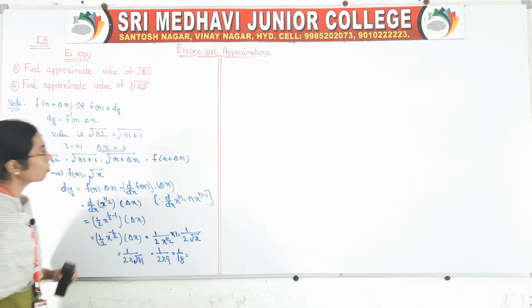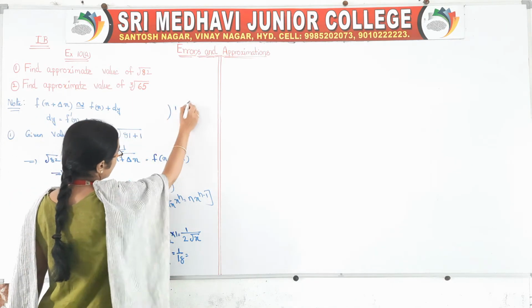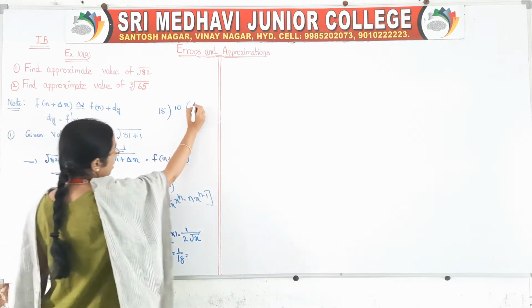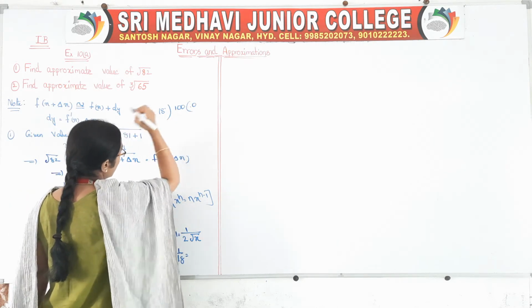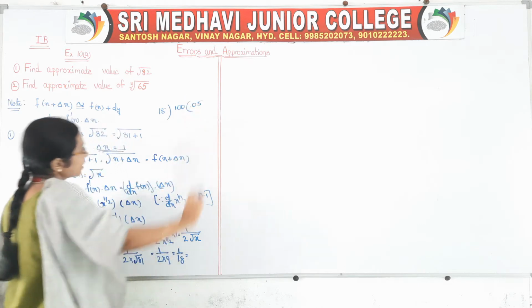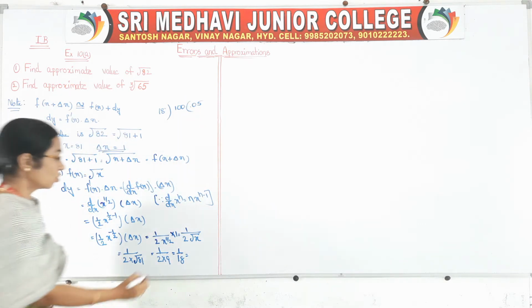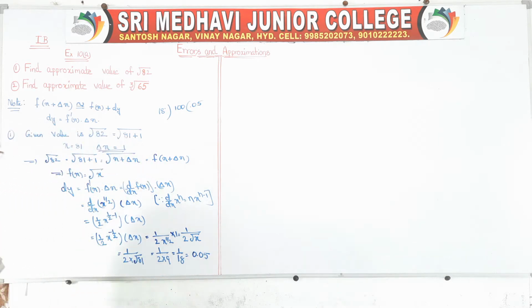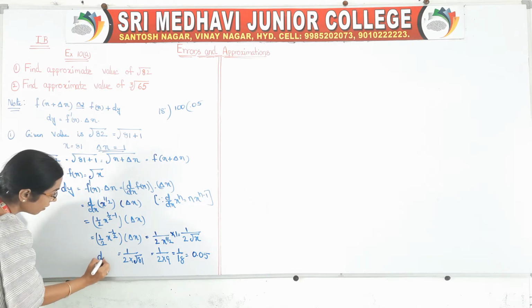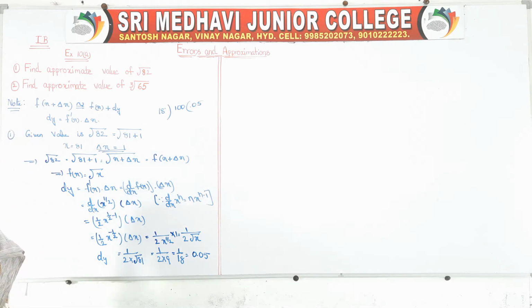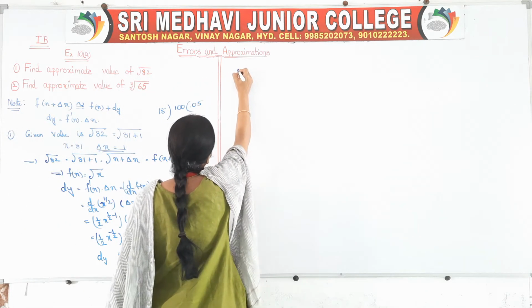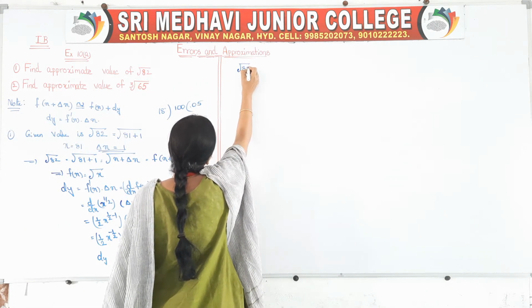So what is the value of 1 by 18? It is 0.05. We got the dy value now. Now you find the approximate value of root 82.